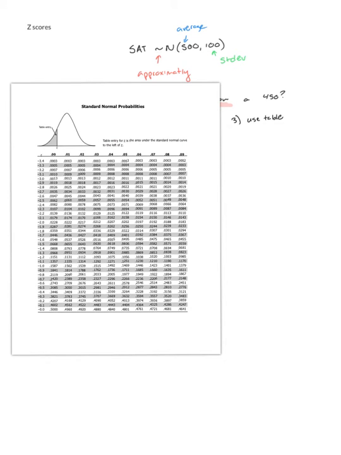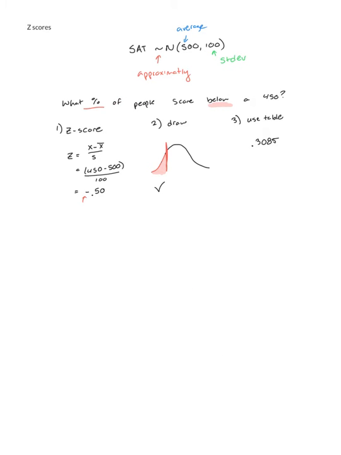Now in this example, my z-score was negative 0.50, so I'll come over here. I'll trace negative 0.5 across, 0.00 down, and where they overlap, that will be my end tail. So I have probability of 0.3085. I'm going to go ahead and get rid of this. And because I have a lower end tail, I don't need to switch anything around. So the question, what percent of people score below 450? 30.85% score below a 450.